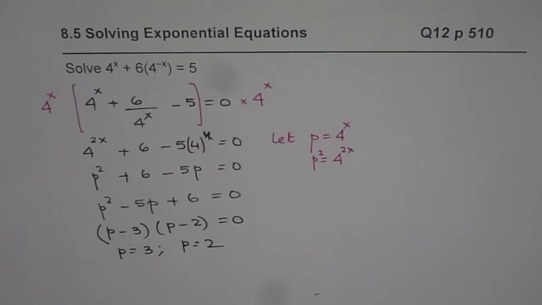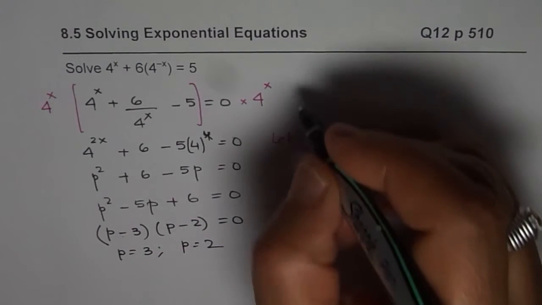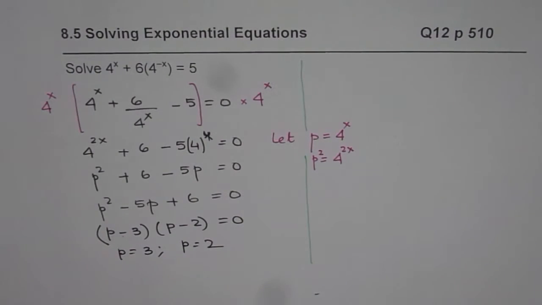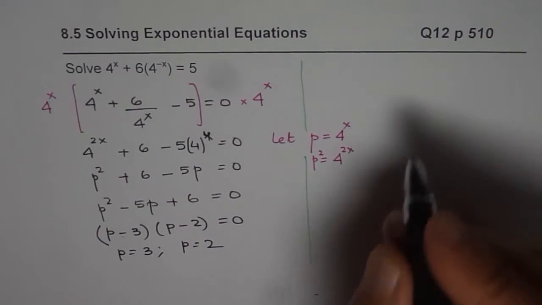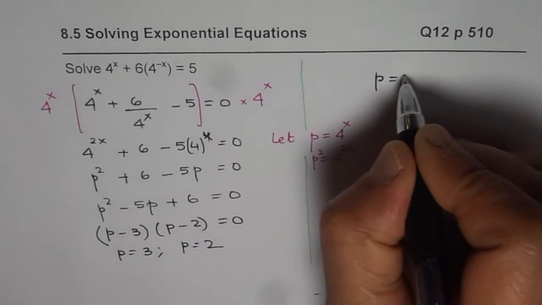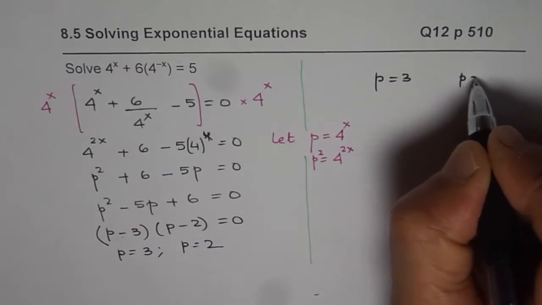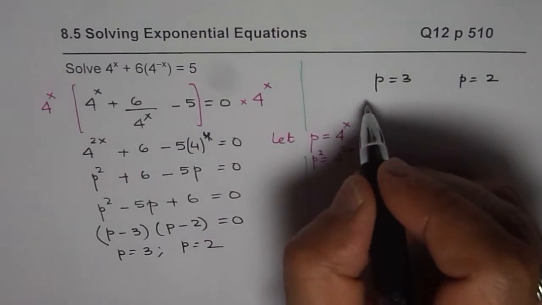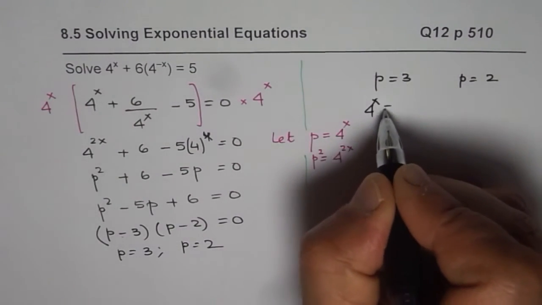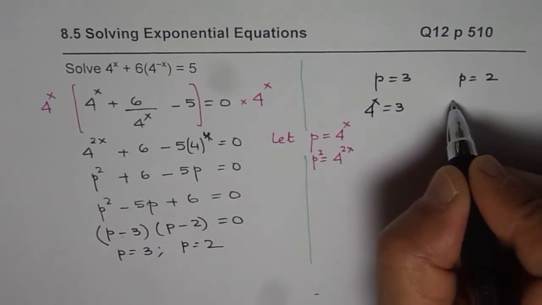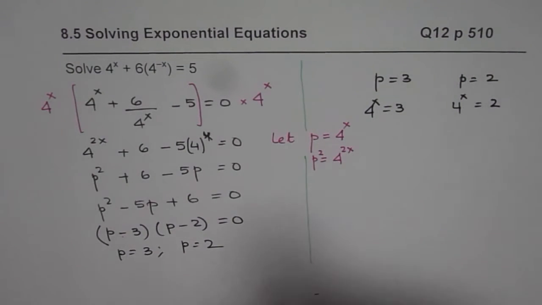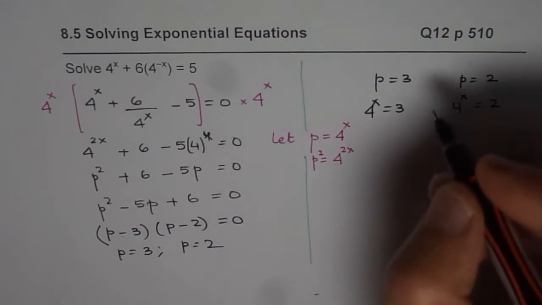Now once we have these two solutions, we can actually find the value of x. So what we have here is two solutions. One is p equals 3 and the other one is p equals 2. Now p is actually 4 to the power of x. So we can write this as 4 to the power of x equals 3, and here we can write 4 to the power of x equals 2. Now how to solve them? Let's solve them separately, one by one.